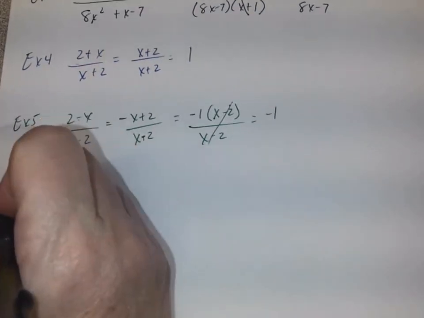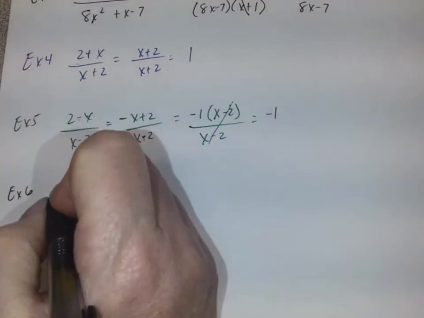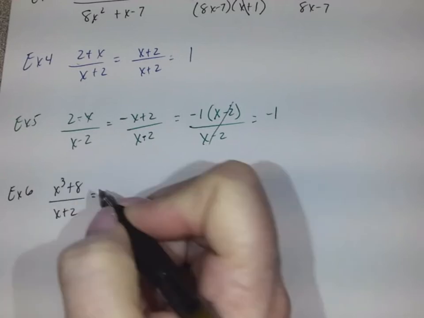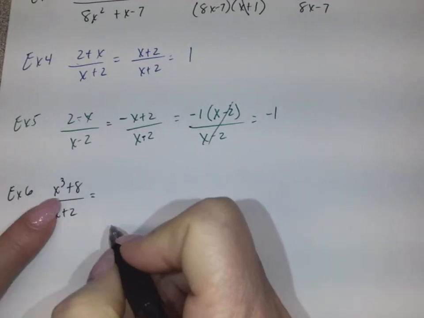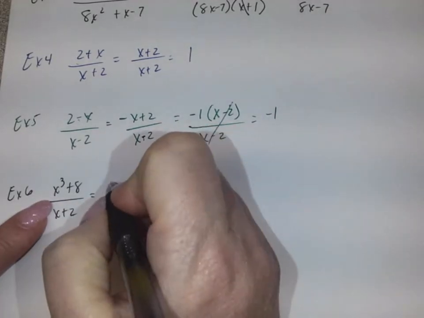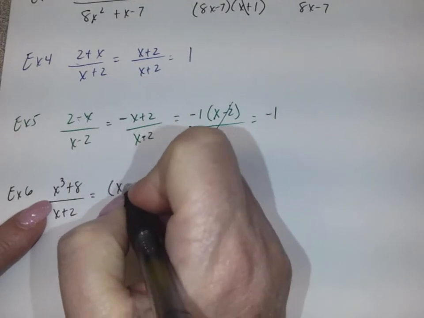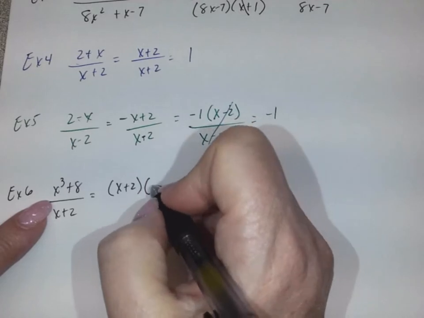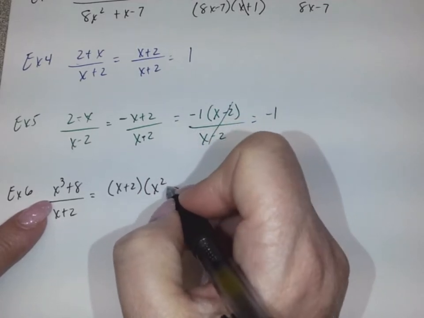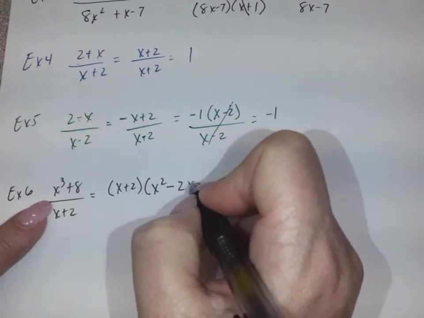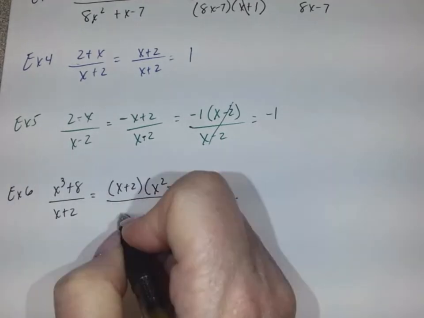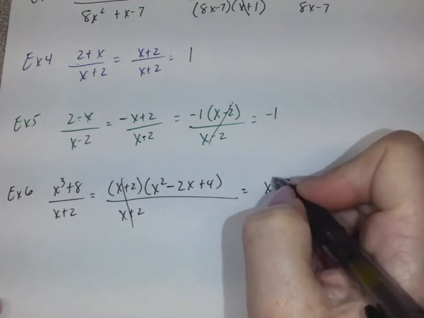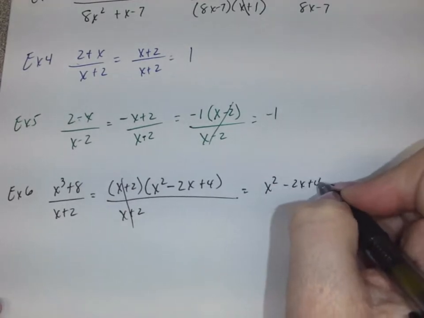All right, let's look at example 6. So we have x cubed plus 8 over x plus 2. Well, this is the sum of cubes. So recalling how we factor that, we've got to find the a and the b and then plug them in using our SOAP formula. So we end up with x plus 2 times x squared minus 2x plus 4 all over x plus 2. Well, the x plus 2's will cancel, and we have x squared minus 2x plus 4.